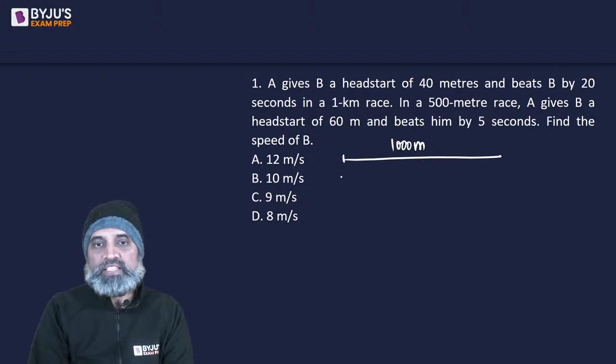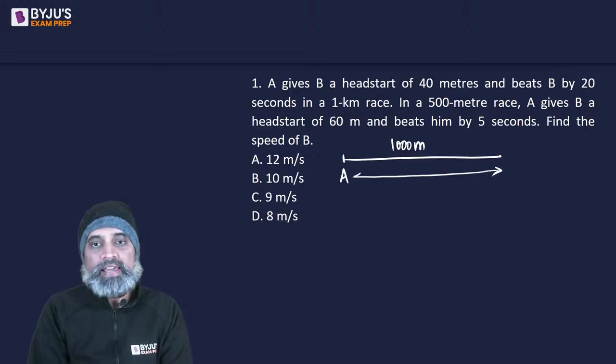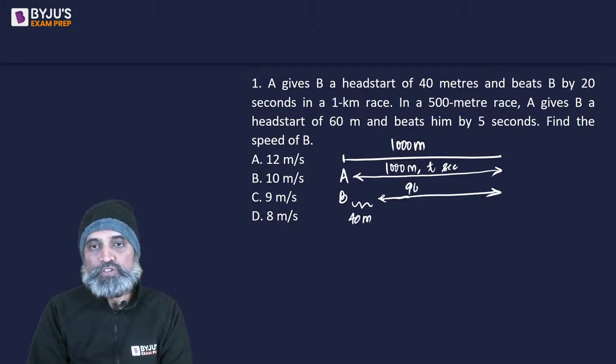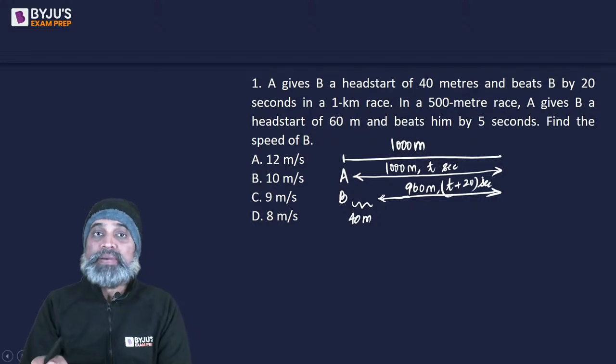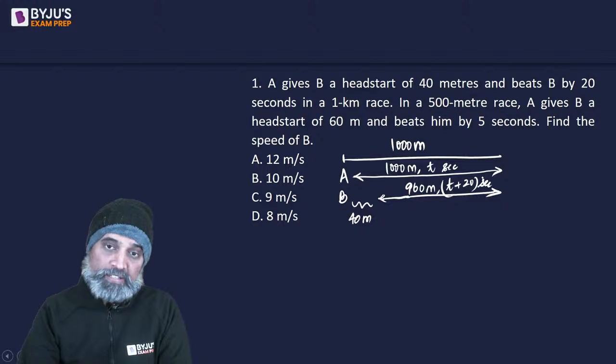So in this 1000 meter race, if I look at A, A covers the entire 1000 meters, and suppose he takes t seconds. And if you talk about B, who starts ahead, in order for B to cover this distance, which is 40 meters short of 1000 meters, which will be 960 meters, B takes 20 seconds more. That's when we will say that A beats B by 20 seconds. That's the finishing line approach.